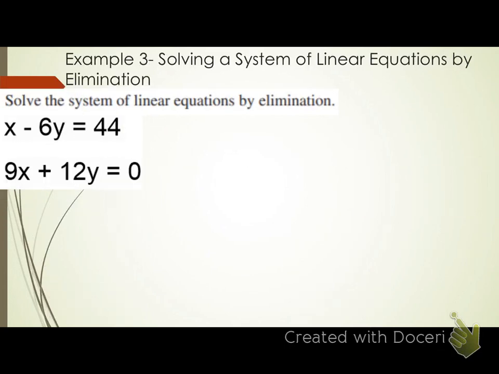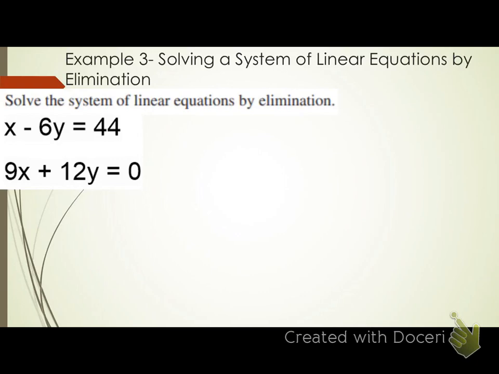All right. X minus 6y equals 44. 9x plus 12y equals 0. Okay, right off the bat, are we all lined up the way we should be? Yep. In front of either my x's or my y's, do we have same number, opposite signs? No. Do I have same number in front of either of my variables? No. So I can't just multiply by negative 1, can I?